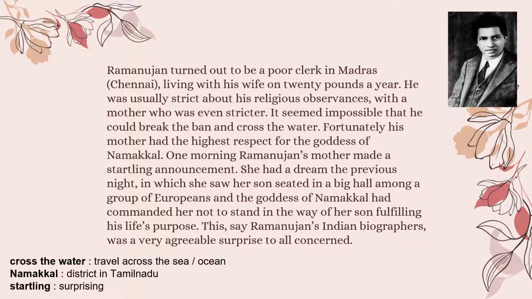Ramanujan turned out to be a poor clerk in Madras, present-day Chennai, living with his wife on £20 a year. He was usually strict about his religious observances, with a mother who was even stricter. It seemed impossible that he could break the ban and cross the water.